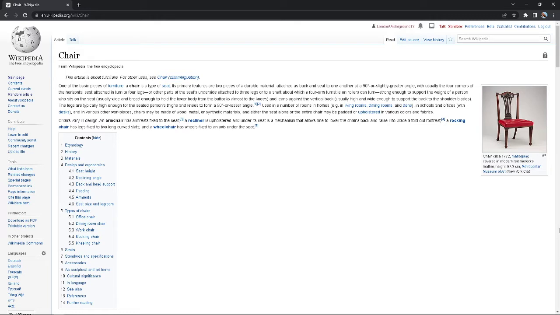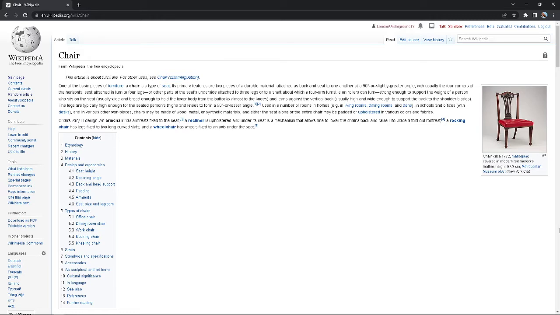The legs are typically high enough for the seated person's thighs and knees to form a 90-degree or lesser angle. Used in a number of rooms and homes, e.g. in living rooms, dining rooms, and dens, in schools and offices, with desks, and in various other workplaces, chairs may be made out of wood, metal, or synthetic materials, and either the seat alone or the entire chair may be padded or upholstered in various colors and fabrics.